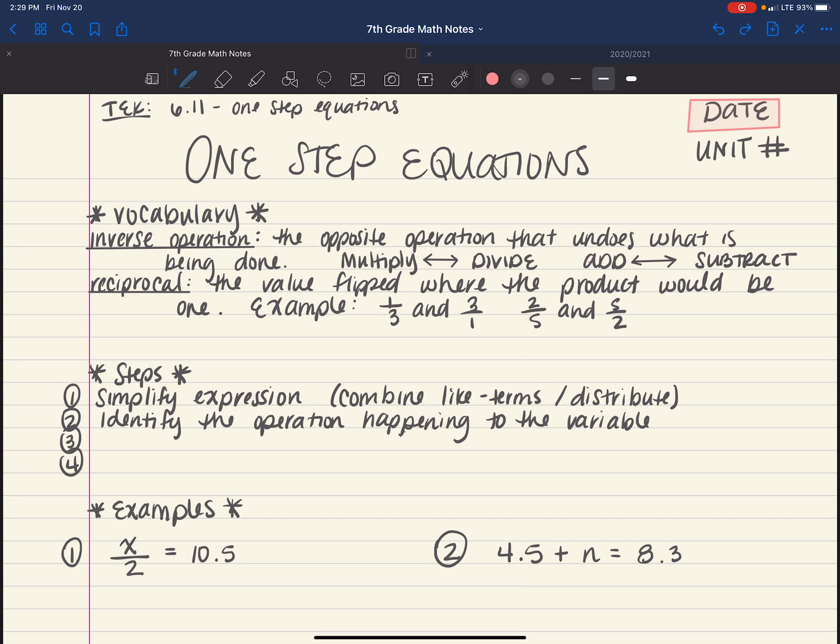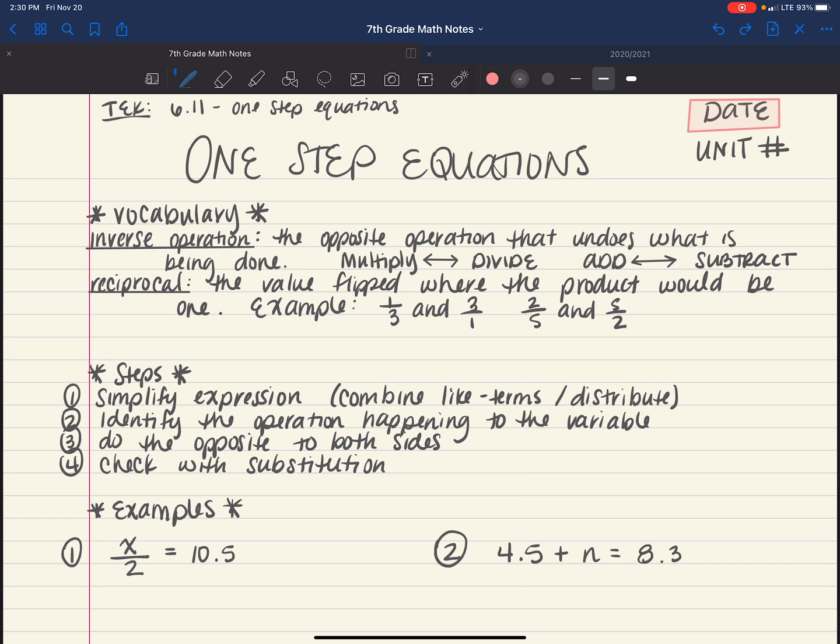Step number 2 is identify the operation happening to the variable. What do you see happening? Step number 3, do the opposite to both sides. Lastly, number 4 is check with substitution. We will always do this because sometimes we'll do math and then we'll forget our negative sign or put our decimal in the wrong place, and then we have the wrong answer, and we'll know we have the wrong answer because we'll substitute it in.